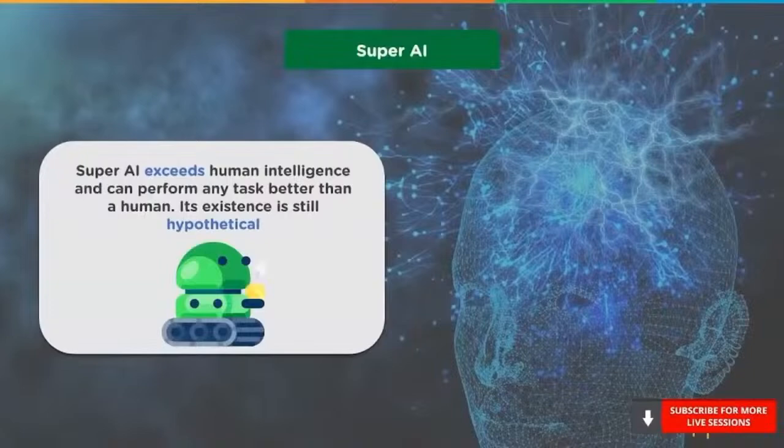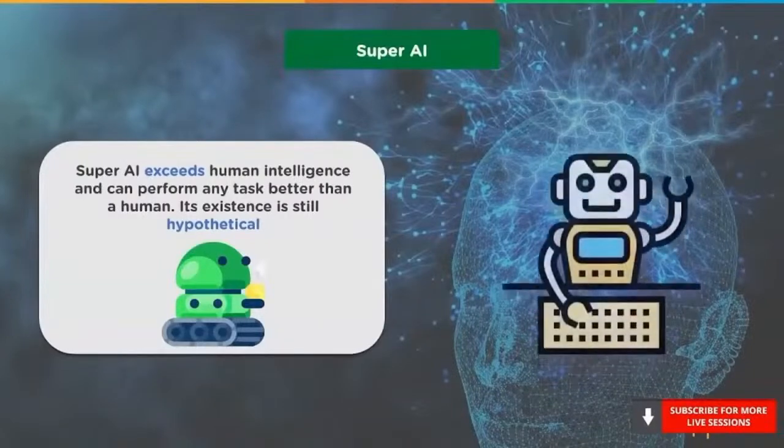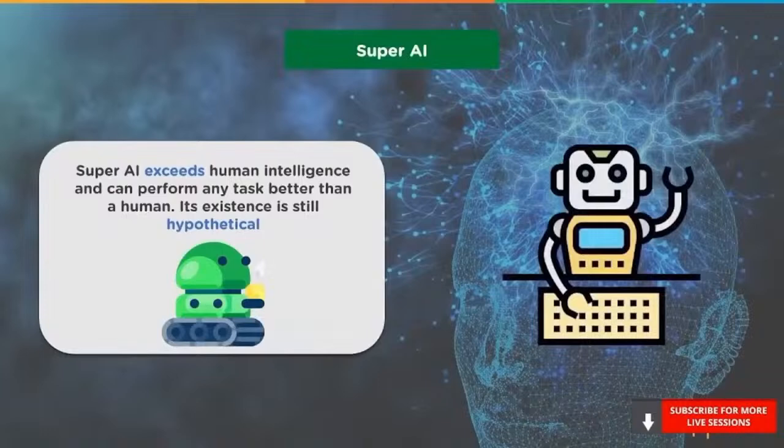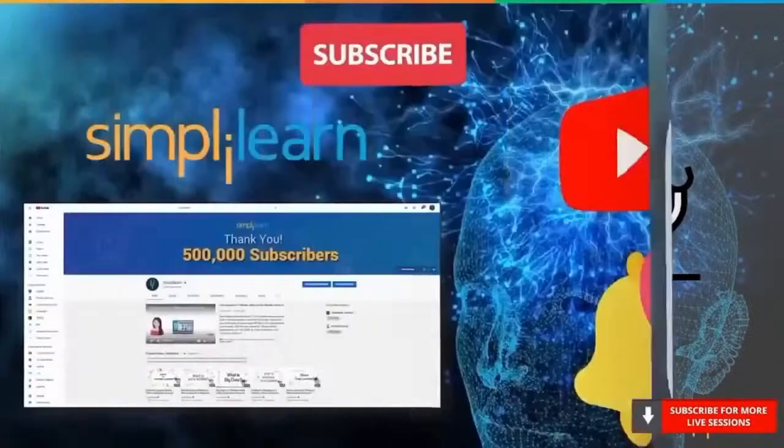Third in the list of AI that is based on capabilities, we have Super AI. Super AI exceeds human intelligence and can perform any task better than a human. The concept of artificial superintelligence sees AI evolve to be so akin to human emotions and experiences that it doesn't just understand them, it evokes emotions, needs, beliefs, and desires of its own. Its existence is still hypothetical. Some of the key characteristics of Super AI include the ability to think, solve puzzles, make judgments, and decisions on its own.